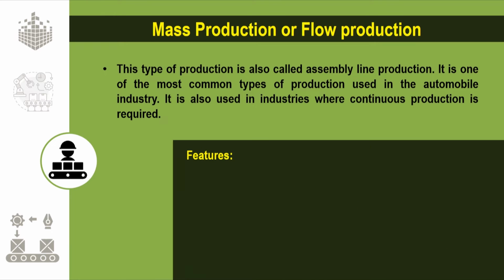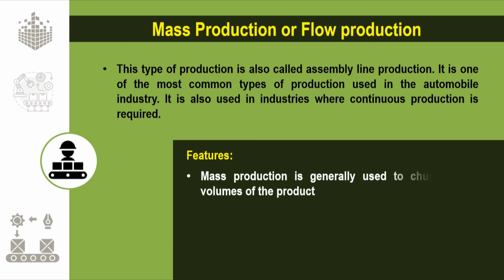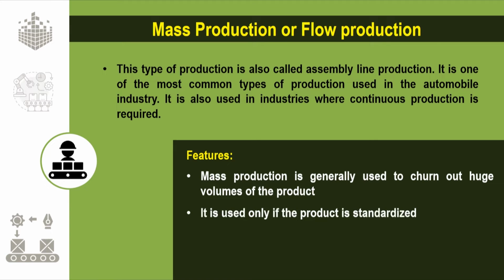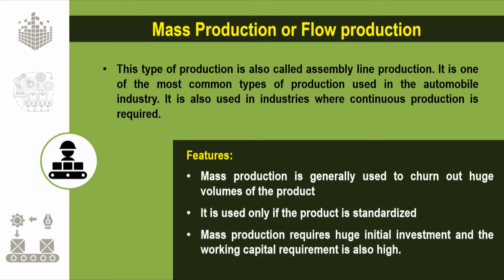Regarding its features, mass production is generally used to churn out huge volumes of the product. It is used only if the product is standardized. Mass production requires huge initial investment and the working capital requirement is also very high.